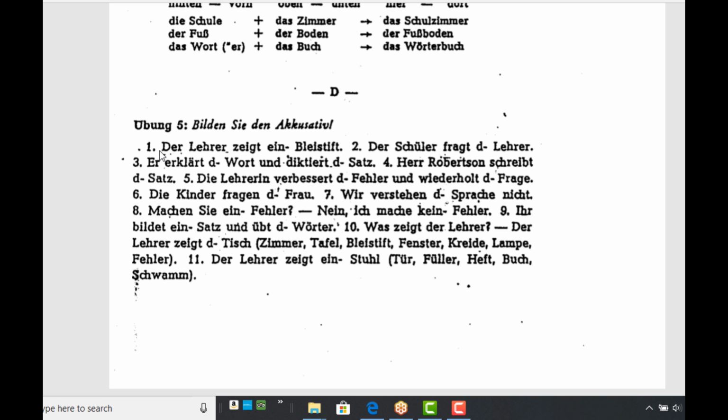Den. Just read the whole sentence for the definite article. Der Lehrer zeigt einen Bleistift, or is it den Bleistift? I can't remember which one you asked for. Well, I said einen, but used with a definite article it would be den. Let's do this one here.